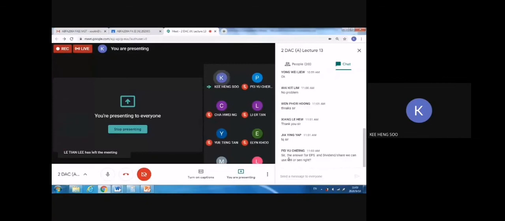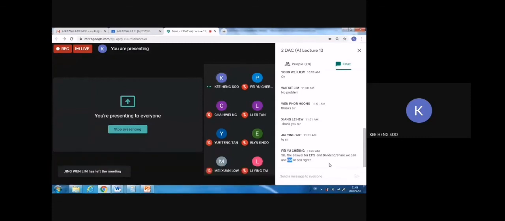For the answer for earnings per share and dividend per share, you can use RM, yes, can. Or cent also can. But normally it's RM.